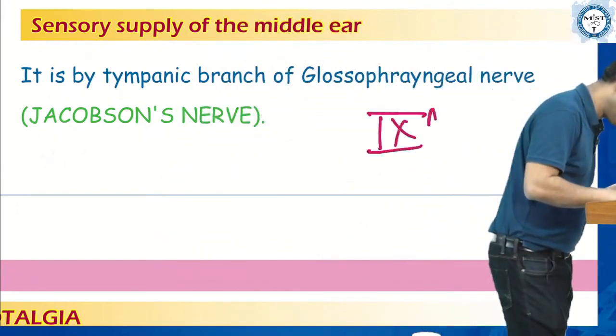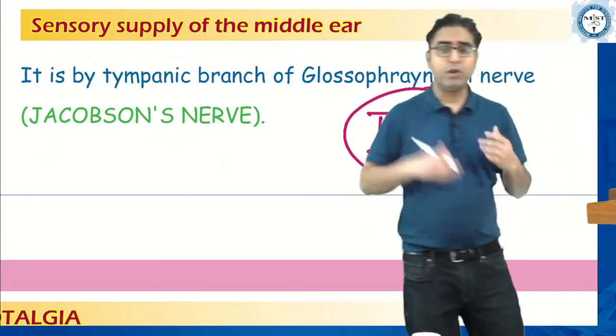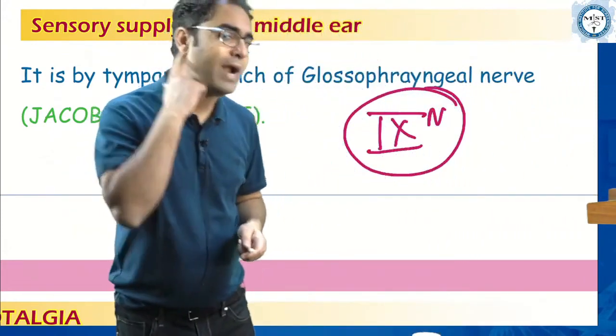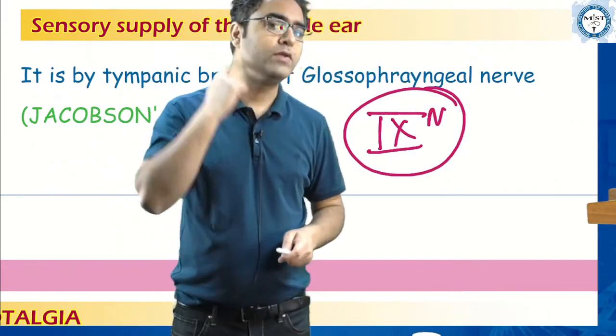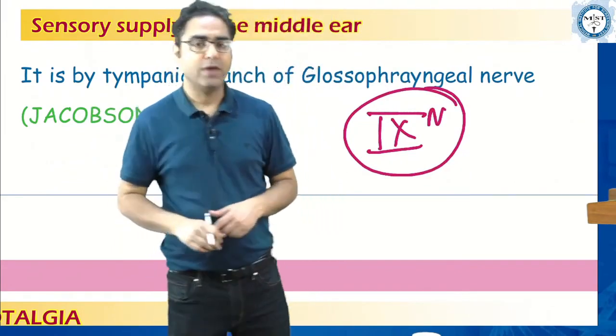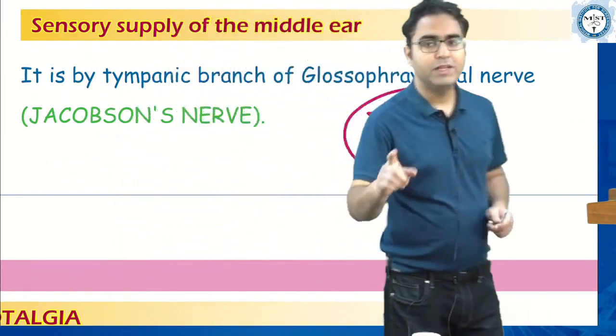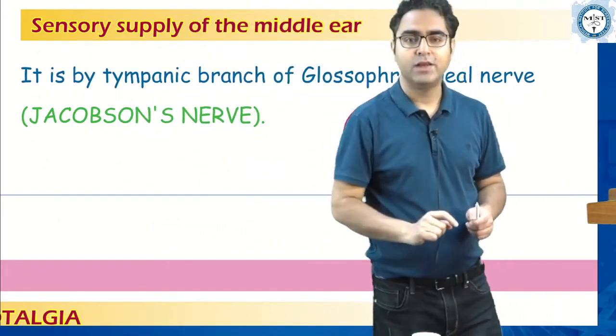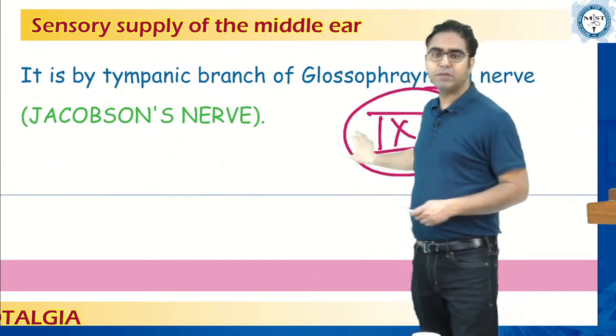Ninth nerve, beta. Try to recall ninth nerve. Yesterday also it came. Glossopharyngeal nerve was in the bed of the tonsil, beta. Remember, in the bed of tonsil there is the styloid process, and which nerve? Glossopharyngeal nerve. And this same nerve gives a branch to the middle ear.